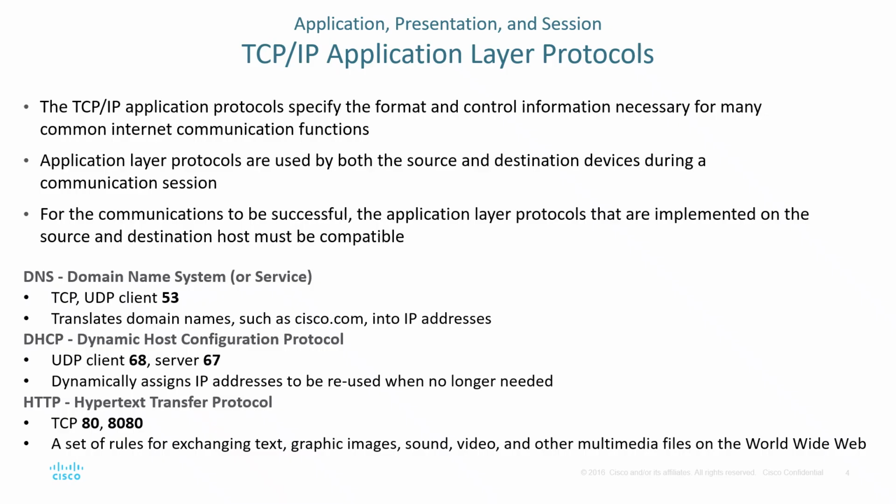DHCP, Dynamic Host Configuration Protocol, uses 68 for the client request and 67 for the server response under UDP. What DHCP does is dynamically assign an IP address to be reused when it is no longer needed. HTTP, Hypertext Transfer Protocol, ports 80 or the alternate of 8080. It is a set of rules for exchanging text, graphic images, sound, video, and other multimedia files on the World Wide Web.